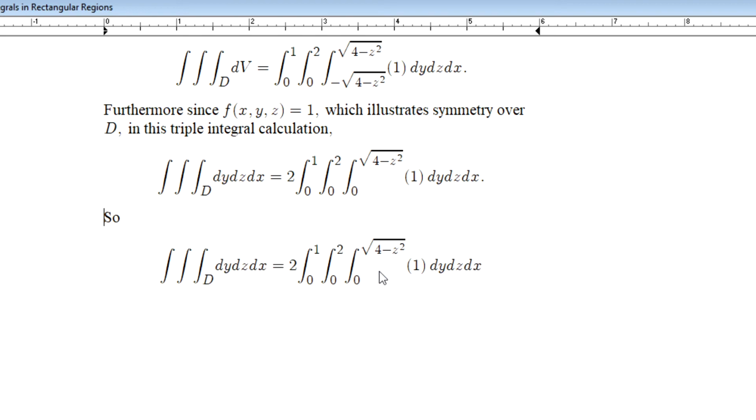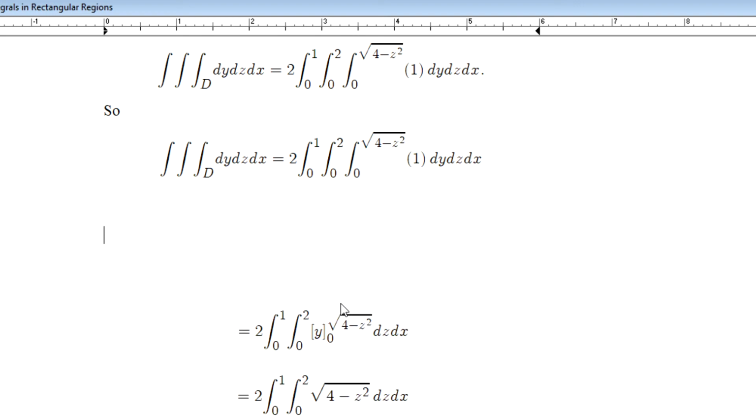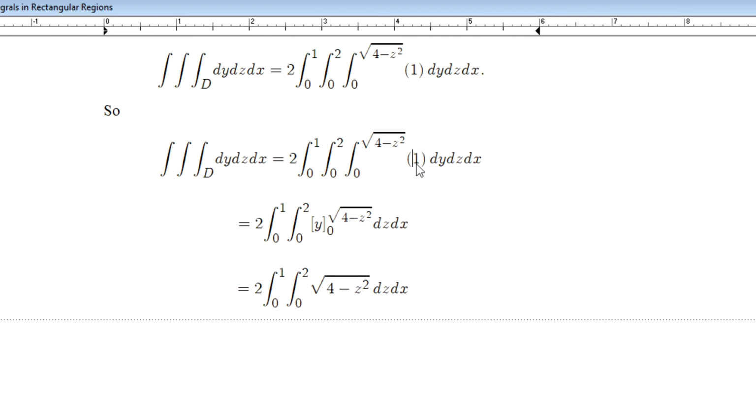So if we do an iterative integration in this case, if we integrate first with respect to y, the value of 1 would just have an antiderivative of y that we would evaluate across these bounds, which would just leave behind the upper bound. We see that in the next 2 steps here. Now I'm going to evaluate that square root of 4 minus z squared with respect to z.